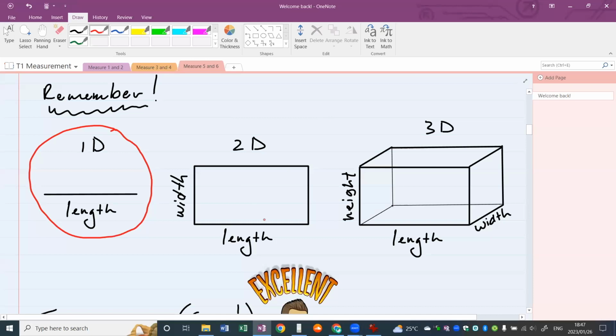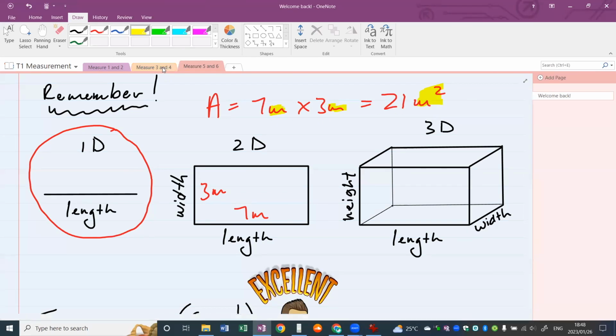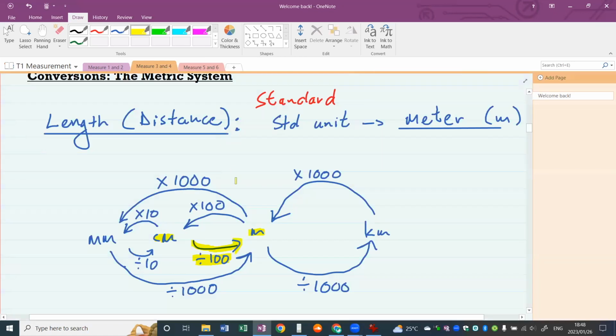But if you have a rectangle which has a length of 7 meters and a width of 3 meters, you have to multiply those numbers together using the area formula. So you're going to say 7 meters times 3 meters. This gives you 21 square meters. Now, square meters is a unit of area. M without the square is a unit of length, but meters squared is a unit of area. That's how we know it's area.